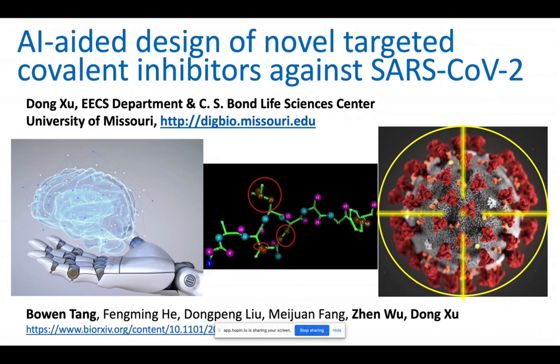Today I will talk about our recent work by using AI for designing novel drugs targeting COVID-19. So we actually published work in bioRxiv recently. Here shows the link. This work is mainly done by Bowen Tang and my lab. This is also in collaboration with Professor Zheng Wu at Xiamen University in China.